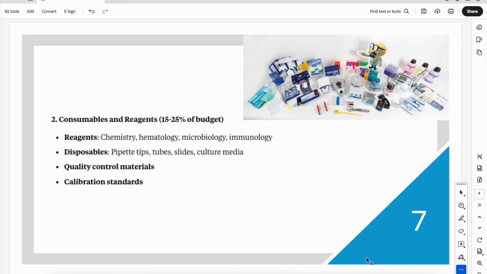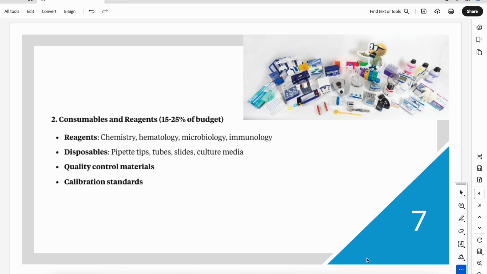Number 2, consumables and reagents, 15 to 25% of budget. This category includes all the materials consumed during testing. Reagents for chemistry, hematology, microbiology, and immunology testing represent the bulk of consumable costs. These must be carefully managed as they have expiration dates and specific storage requirements.